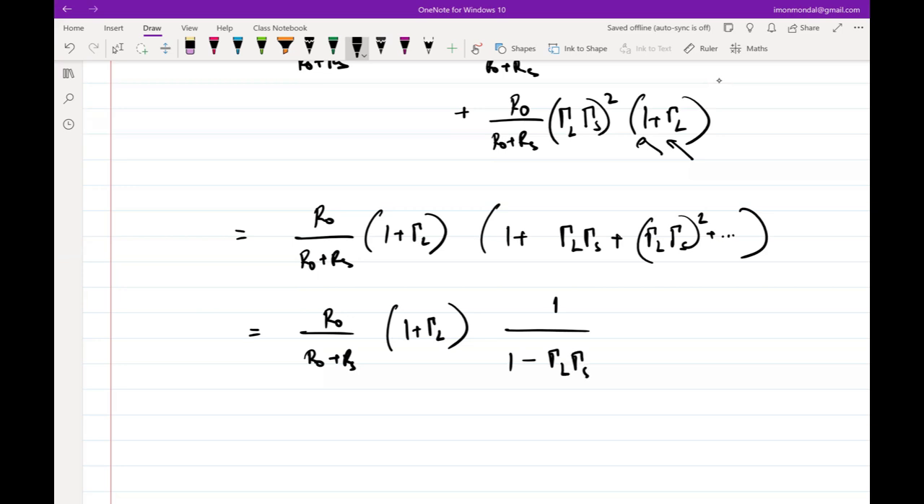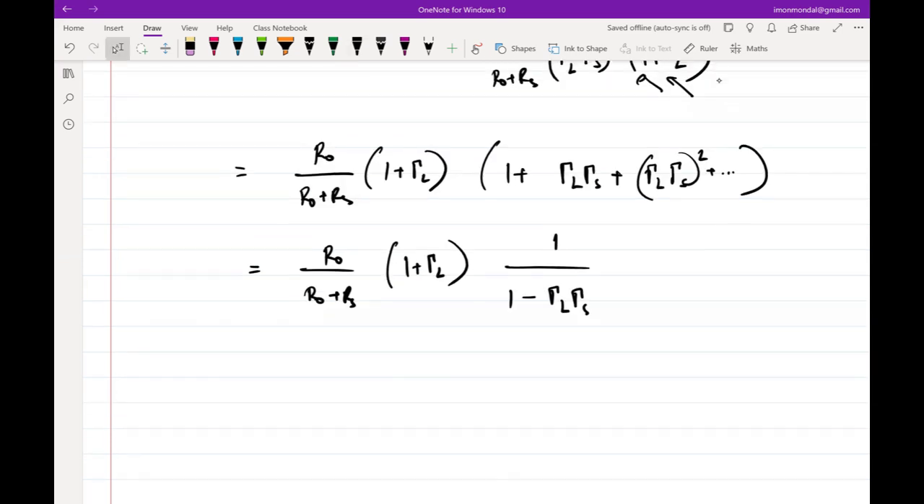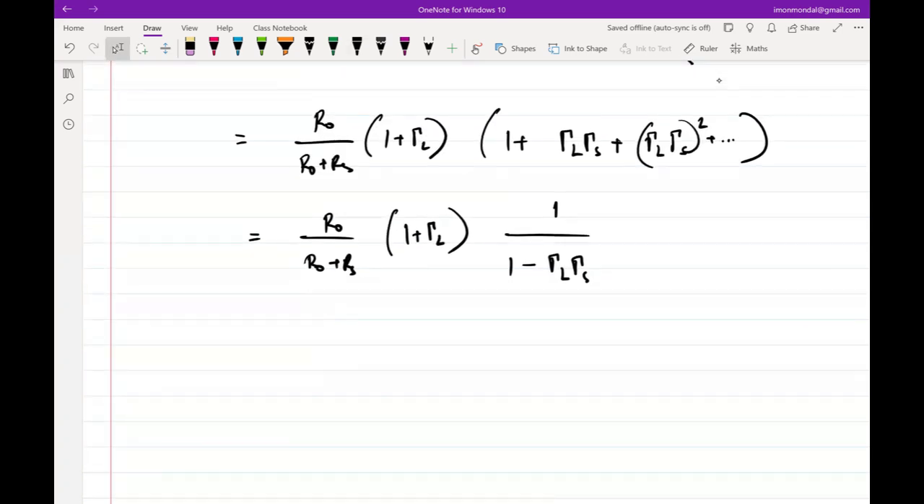Right? This I can write because gamma L and gamma S are both individually less than 1, so it's a convergent series. So I can basically write this as equal to 1 minus gamma L gamma S. Now if I replace these values, you can do the algebra yourself. If I replace these values, this will come out to be, let me just do it for you, maybe that would have some continuity.